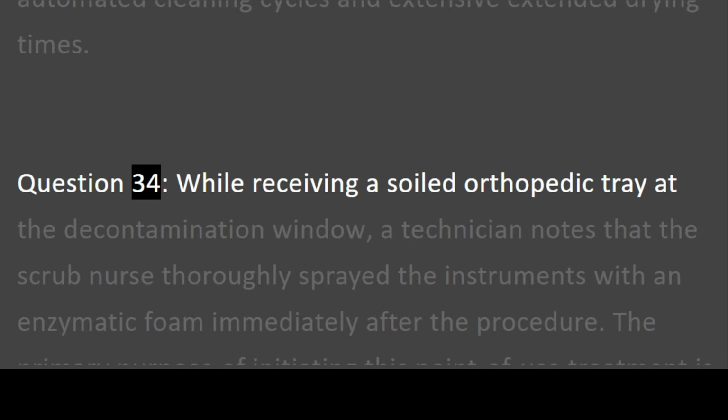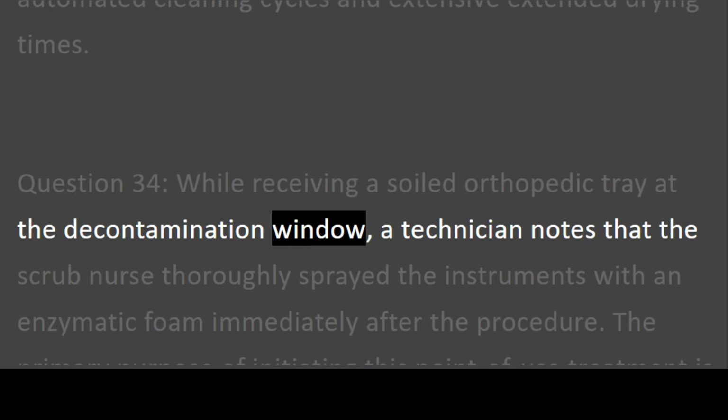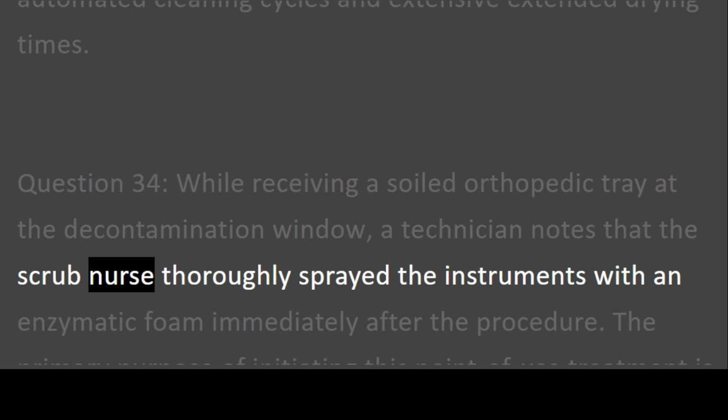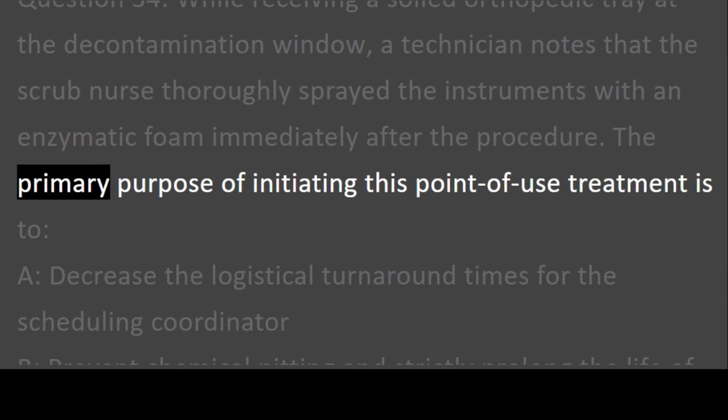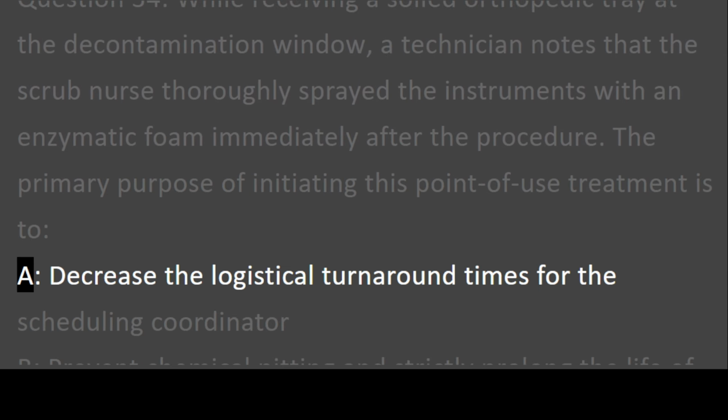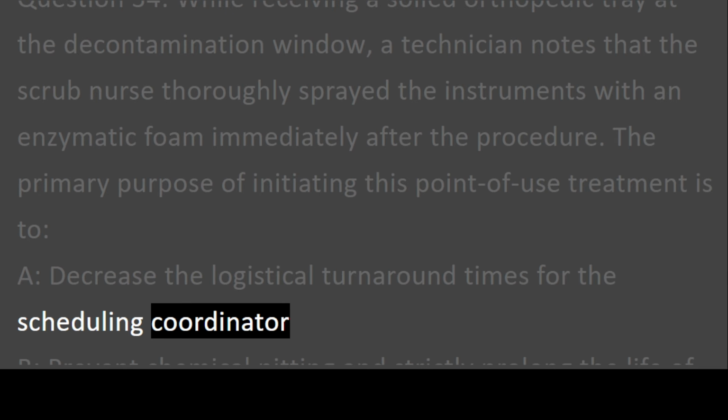Question 34. While receiving a soiled orthopedic tray at the decontamination window, a technician notes that the scrub nurse thoroughly sprayed the instruments with an enzymatic foam immediately after the procedure. The primary purpose of initiating this point-of-use treatment is to A. Decrease the logistical turnaround times for the scheduling coordinator.